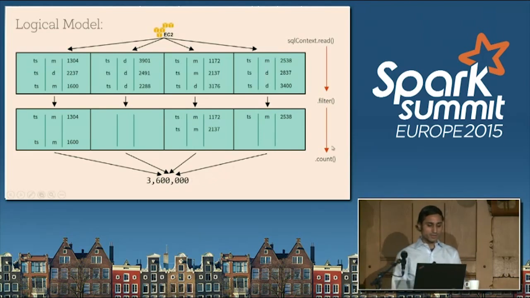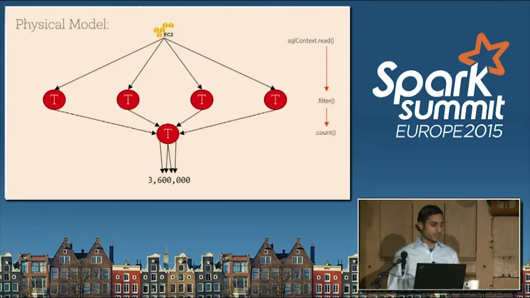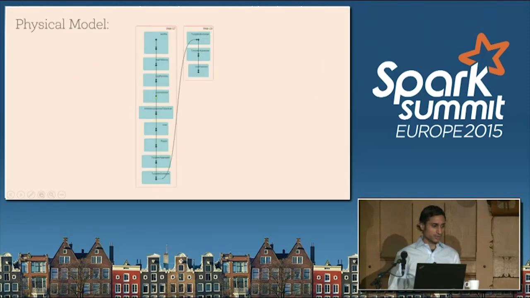However, the way this actually runs in Spark, the physical model is different. This is how it runs. So we have S3 at the top, and then when we do the initial read and filter, we use 4 different threads or tasks to do that, and then we do an aggregation with a count, and then we get the 3.6 million. So the way this looks like actually in Spark is like this.